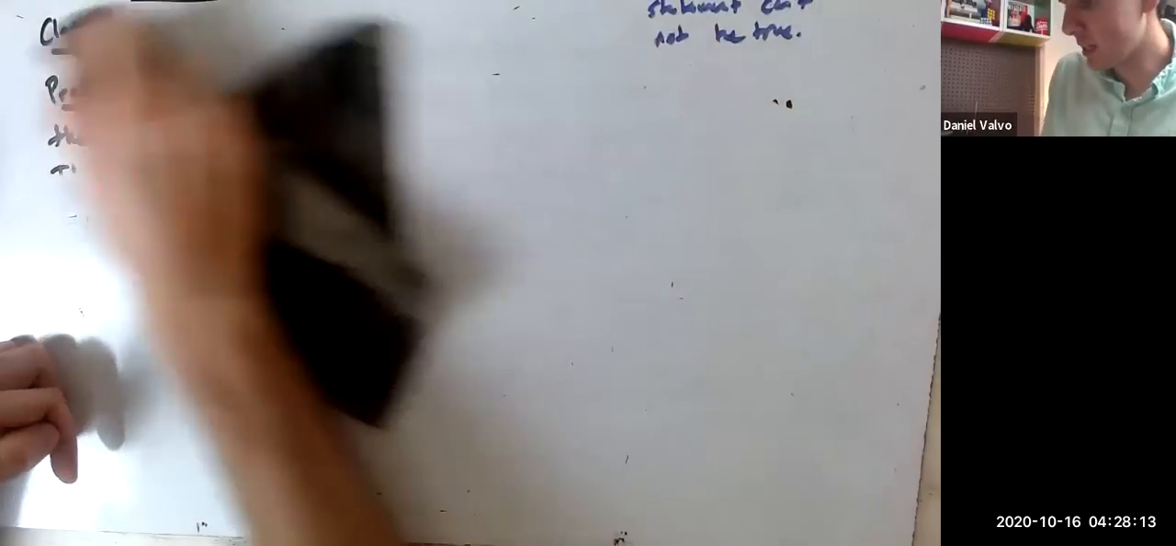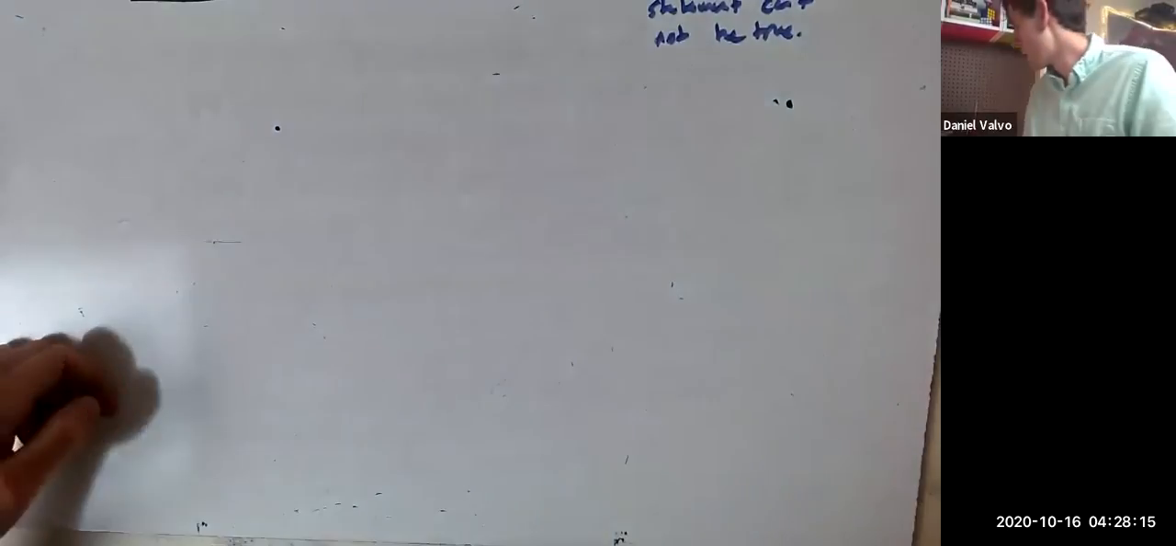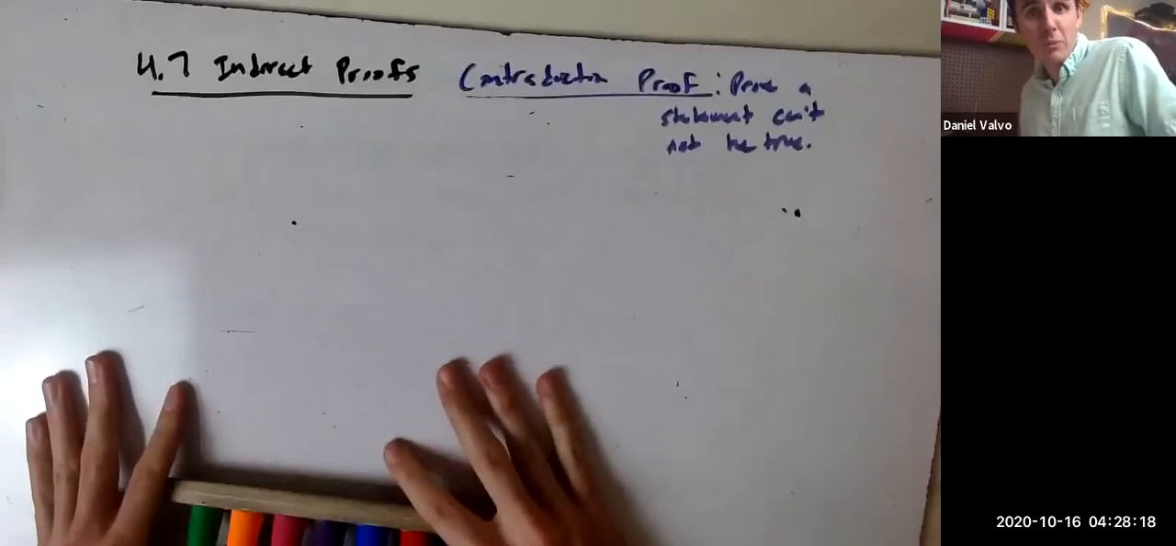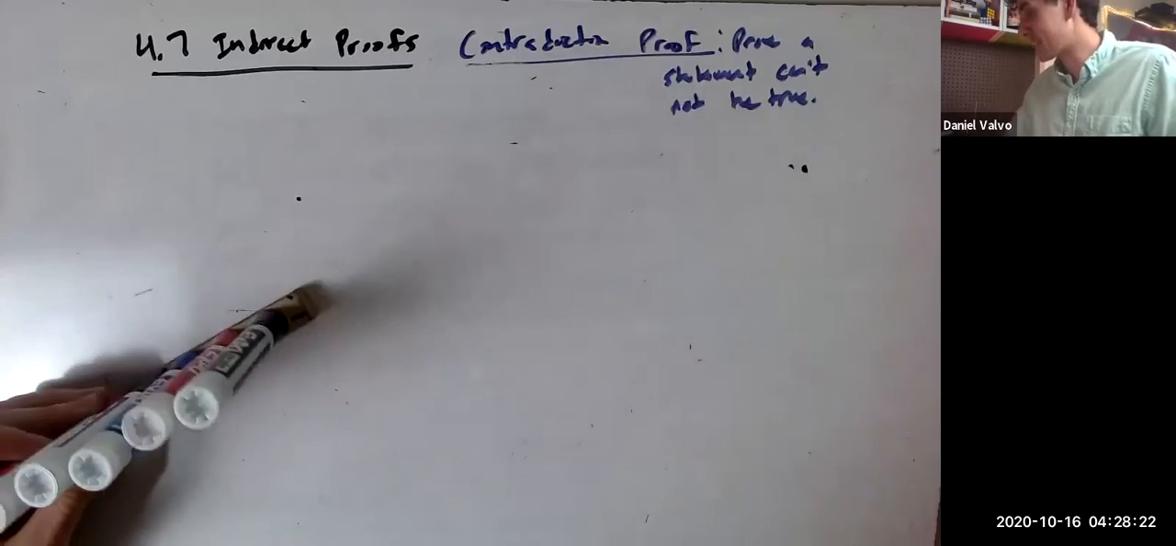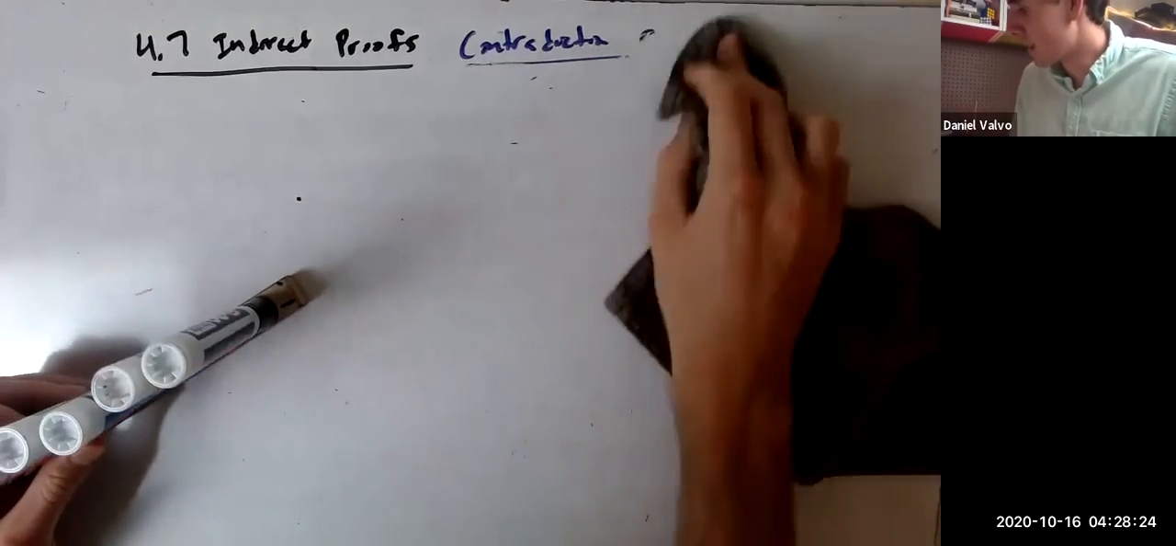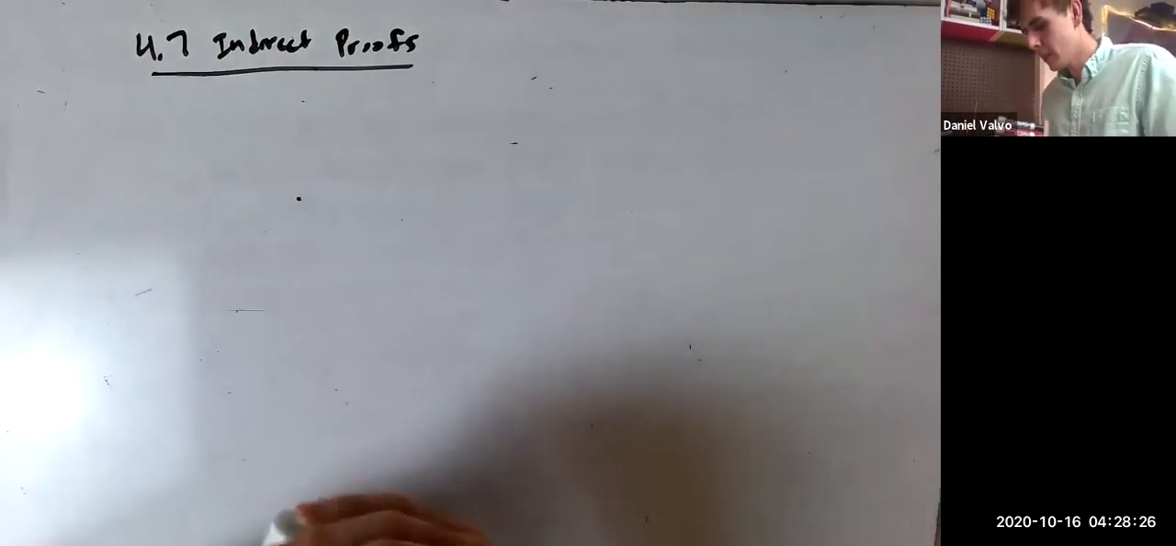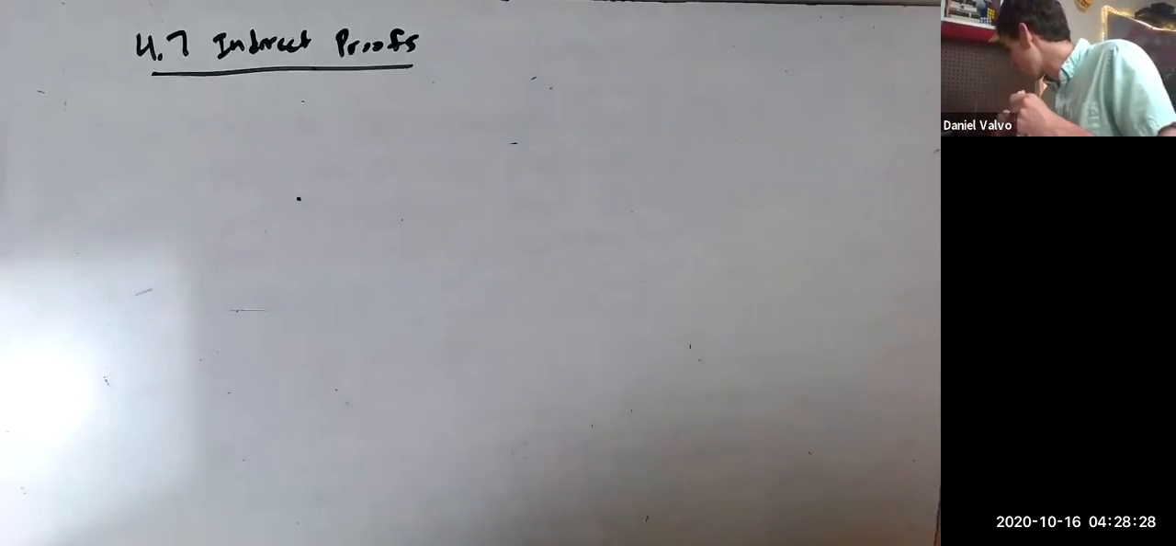So that is a contradiction proof. Now we did one contrapositive proof and one contradiction proof. Let's go back to contrapositive. Just to shake things up, we're just going to do some examples, get some muscle memory here. So let's try to prove the claim.